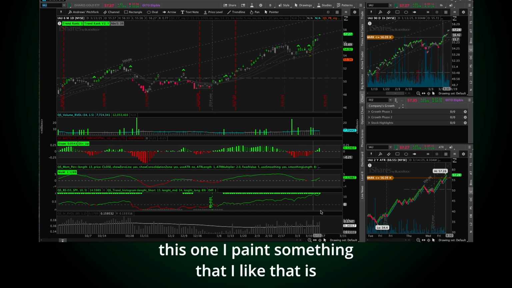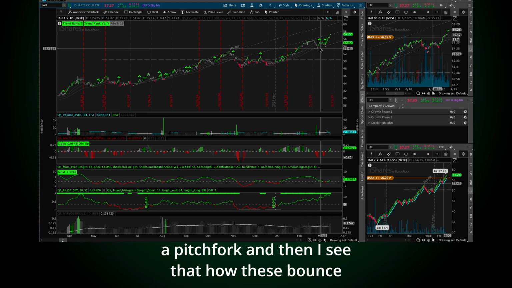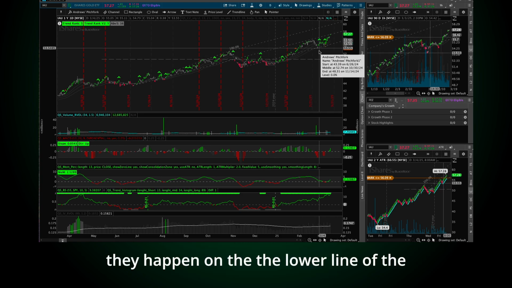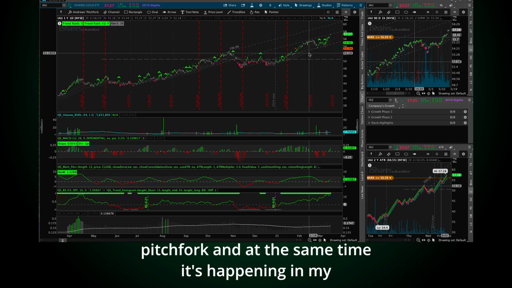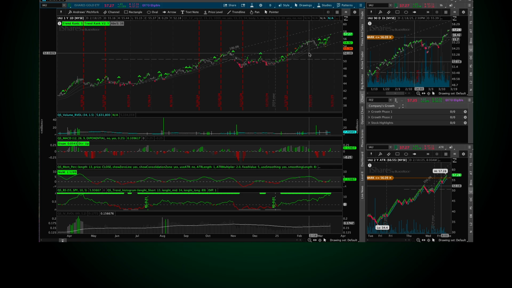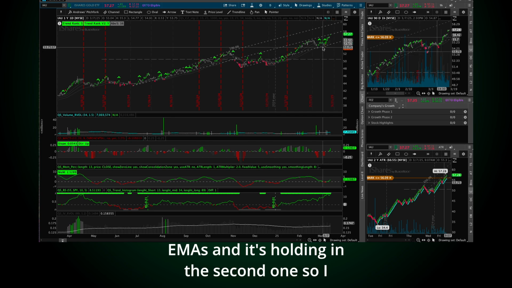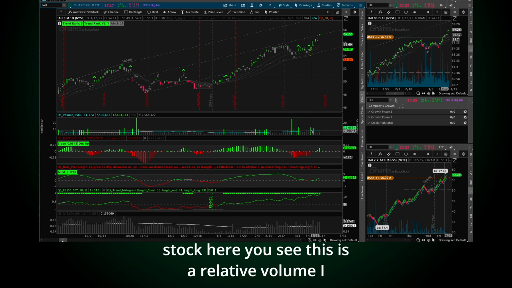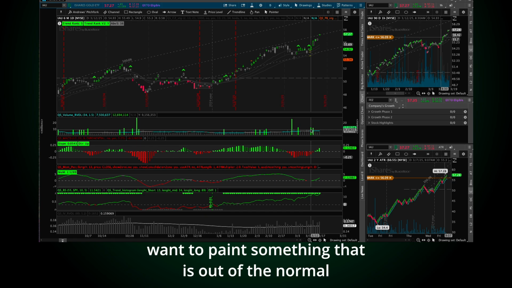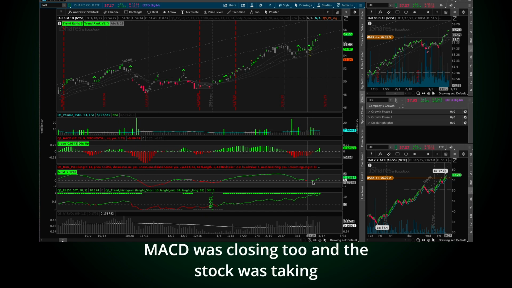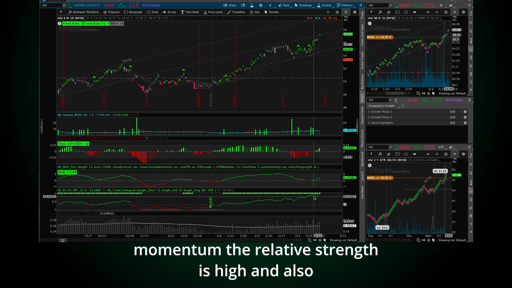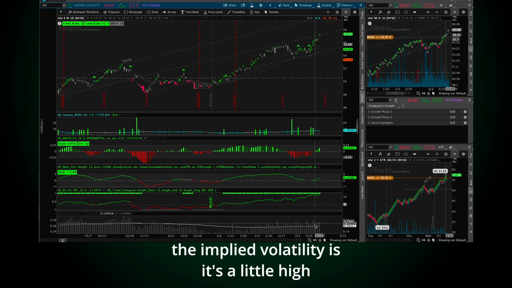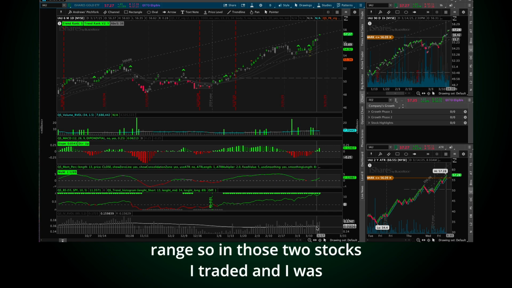And in this one, I painted something that I like, which is a pitchfork. And then I see how these bounces happen on the lower line of the pitchfork. At the same time, it's happening on my EMAs, and it's holding on the second one. So I saw exactly what I needed. I saw volume coming into the stock here. You see? This is relative volume. I want to paint something that is out of the normal. MACD was closing too, and the stock was taking momentum. The relative strength is high, and the implied volatility is a little high, but it's not out of the normal, not out of the range.